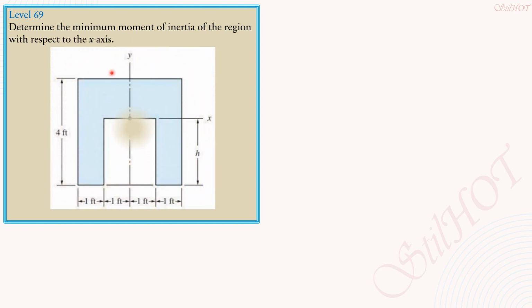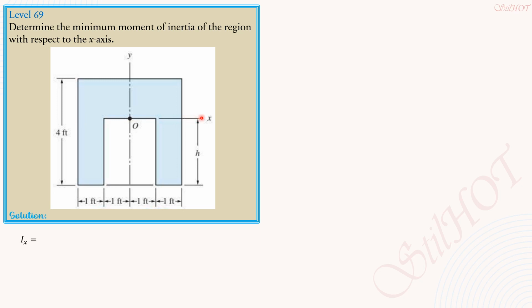Level 69, determine the minimum moment of inertia of the region with respect to the x-axis. So here is the given figure. The requirement is to minimize the moment of inertia with respect to the x-axis, and the variable here is this h here. So we treat the areas as a rectangle with respect to the base, and these two rectangles with respect to the base, and the formula is base times height cubed over 3. It is equal to 4 times quantity 4 minus h cubed over 3 plus 2 times 1 times h cubed over 3, because it is with respect to the base.